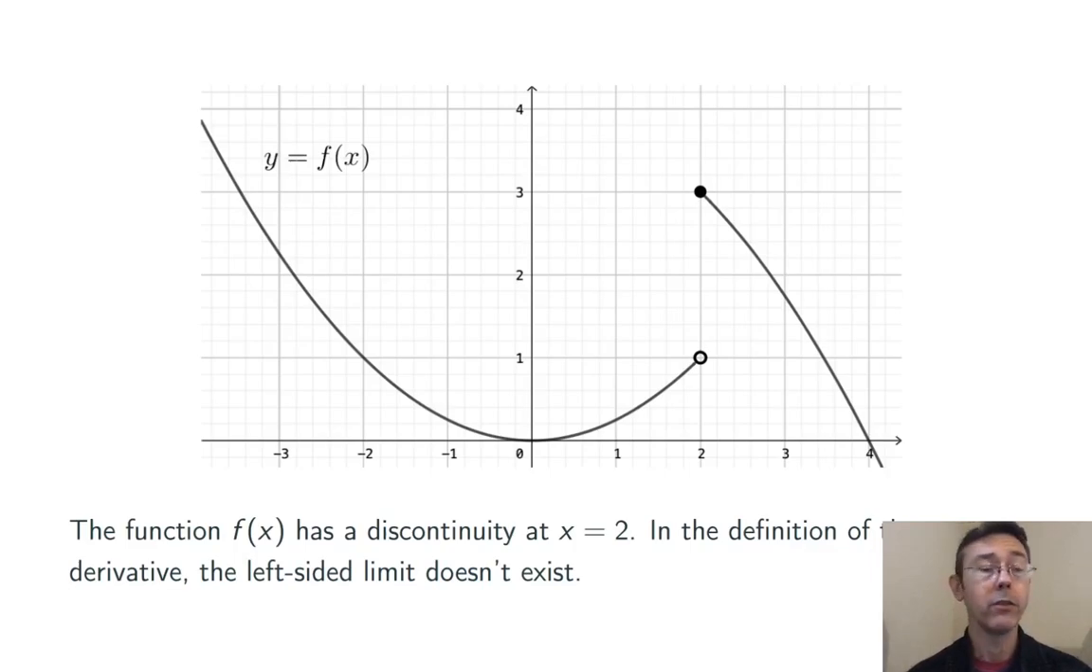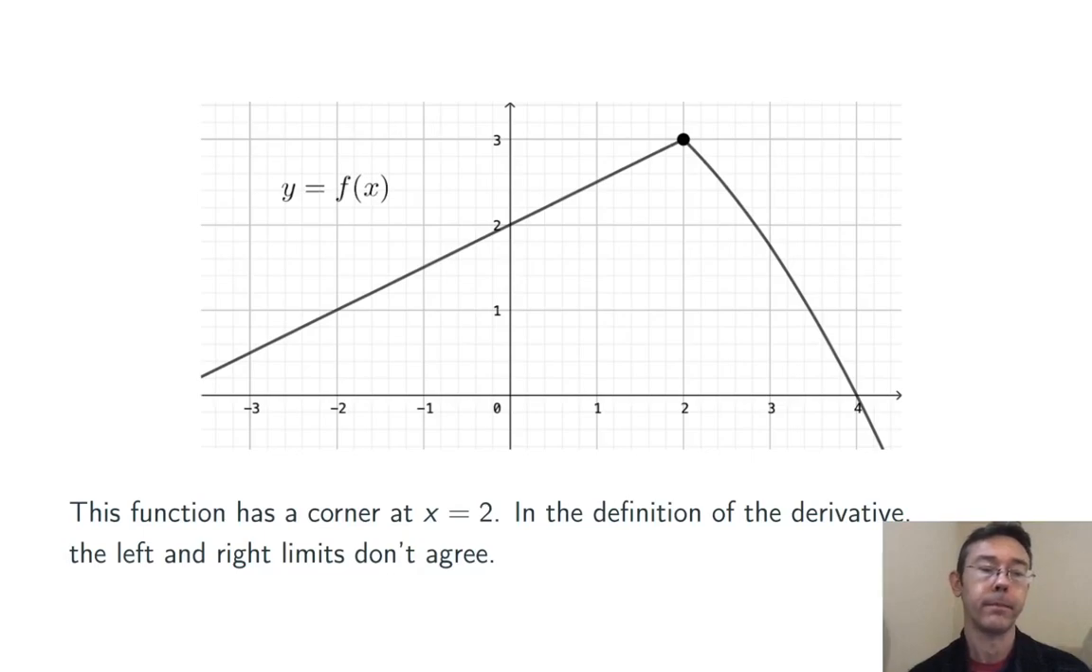In the definition of the derivative, the left-sided limit will not exist. Next, a function that has a corner. In the definition of the derivative, the left and right limits will not agree. Intuitively, we're seeing that the slope of the line tangent to this graph on the left of x equals 2 and the right of x equals 2 are not going to be the same. There's going to be a jump in the slope of that tangent line. The derivative isn't going to be defined at x equals 2.